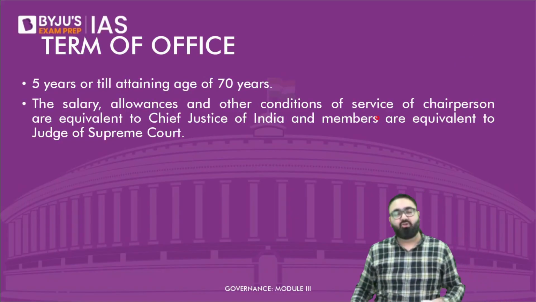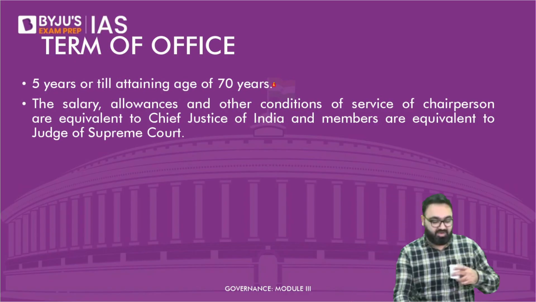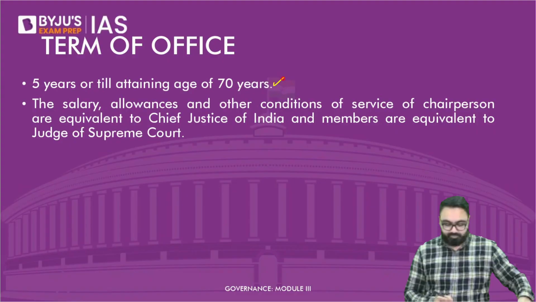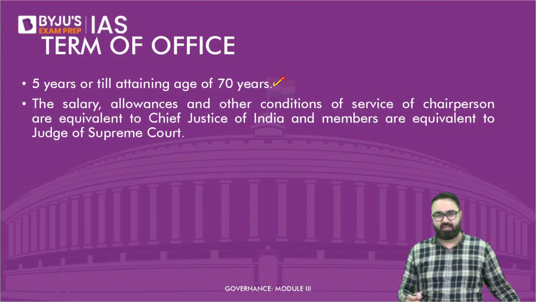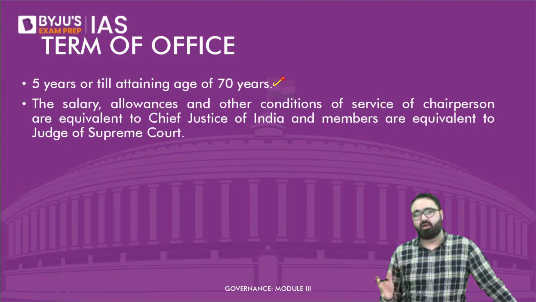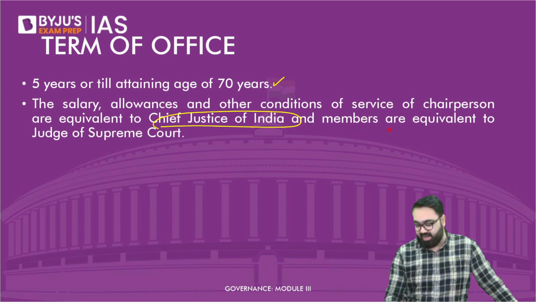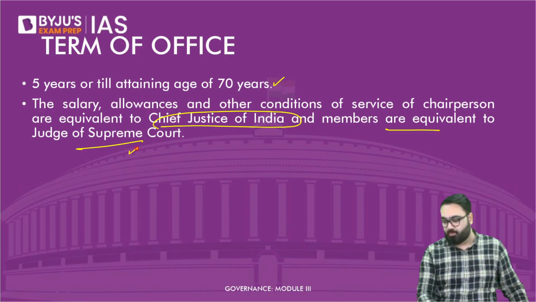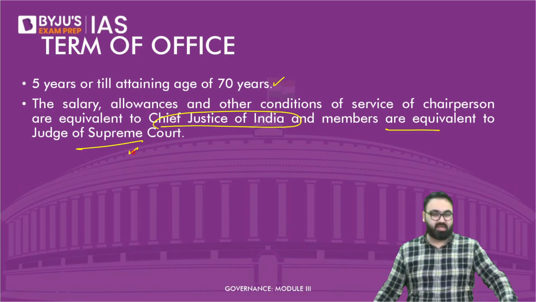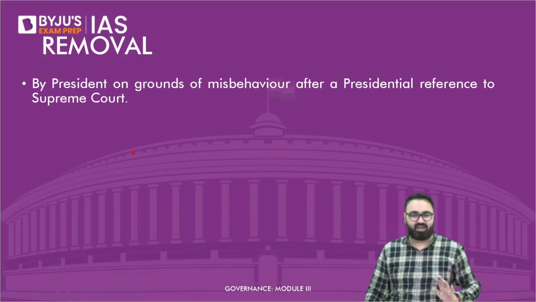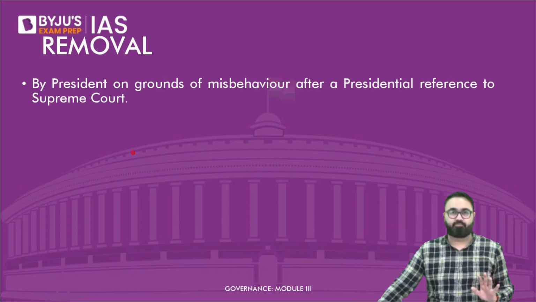They have a tenure of 5 years. They'll work till 70 years of age. Their salary, allowances, etc. have been kept similar to the Supreme Court judges. The Lokpal gets a salary equal to the Chief Justice of India. Other members get a salary equivalent to the judges of the Supreme Court. Usually, the UPSC will never ask you about salary, etc. So you don't have to focus a lot on that.